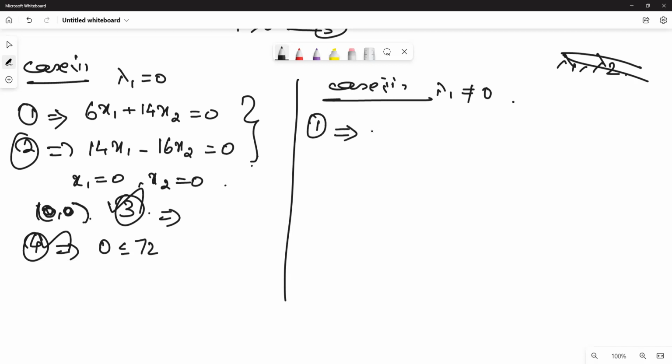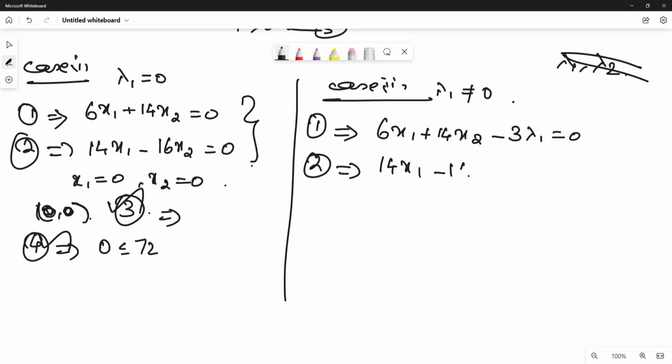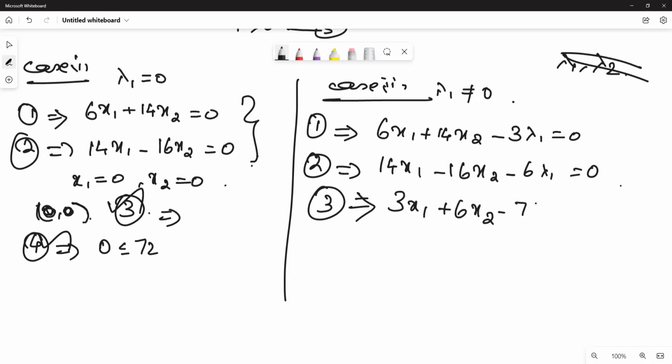Then equation 1 implies 6x1 plus 14x2 minus 3 lambda 1 is equal to 0. Because lambda 1 is not 0, I'm taking it as such. Equation number 2, 14x1 minus 16x2 minus 6 lambda 1 is equal to 0. Equation number 3, lambda 1 into 3x1 plus 6x2 minus 72 is equal to 0. Product is 0, but lambda 1 is not equal to 0, which means the function should be 0. 3x1 plus 6x2 minus 72 is equal to 0. We have got 3 equations with 3 unknowns.